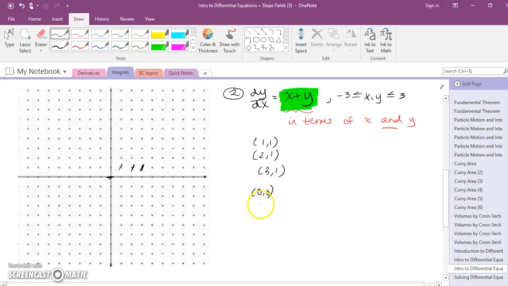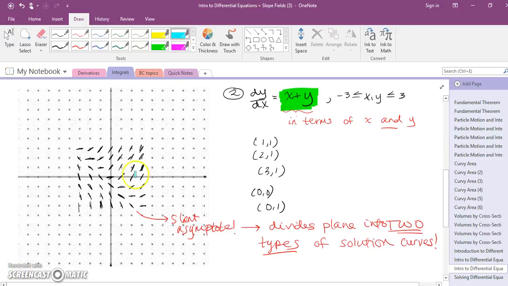So I want you to go around. Let's do one more. (0, 1). 0 plus 1 would be 1. That slope would be not that steep. Go around and do all the ordered pairs, and then come back and check how you did. This is what your slope field should resemble.